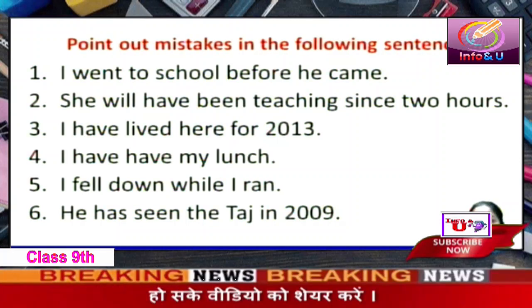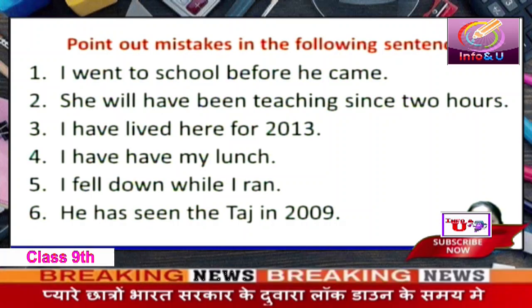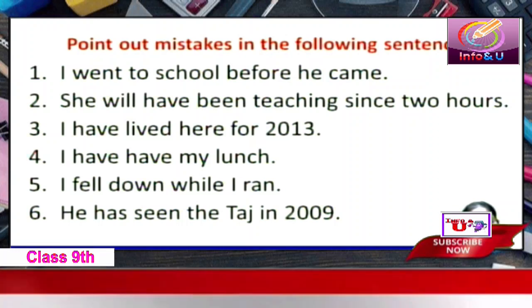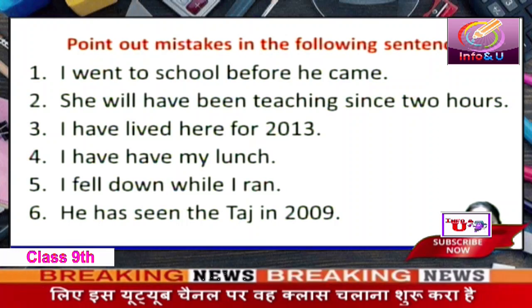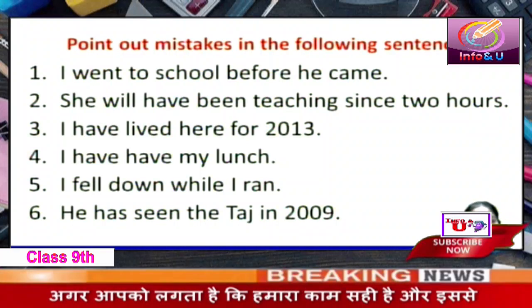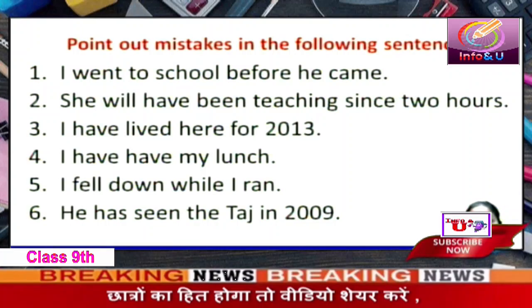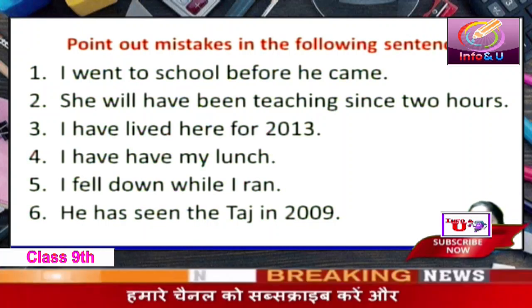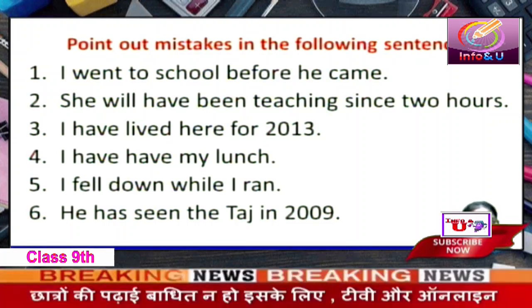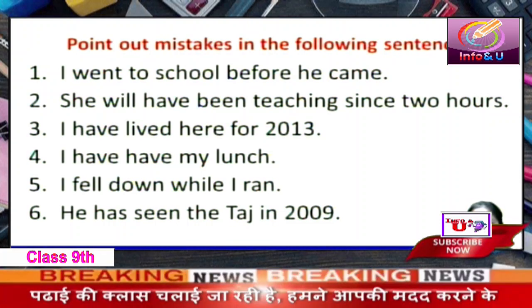Yes, I went to school before he came. There are two actions expressed in this sentence. First is went to school and the other is he came. Which action took place earlier? Going to school. I went to school. Why is it written in simple past tense? This is wrong. It should have been written in the past perfect tense because here are two actions and one is taking place before the other in the past. So we will write the action which took place earlier in the past perfect tense. So the correct sentence will be, I had gone to school before he came.